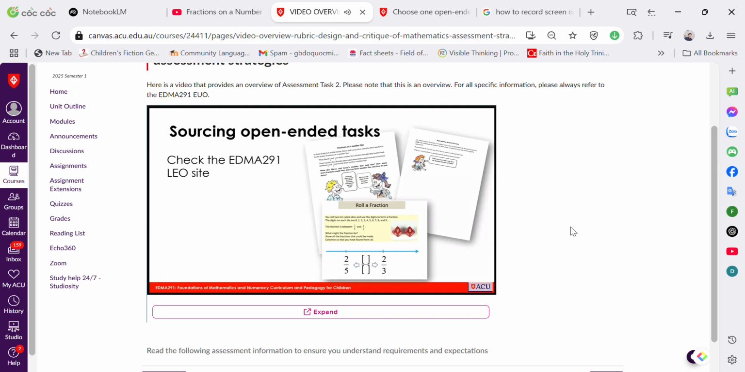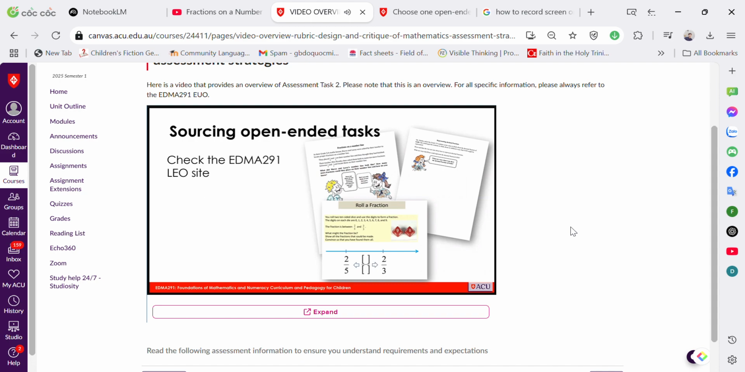You don't have to go too far looking for these open-ended tasks because these are available in the Assessment 2 section of our Leo site. So what we're asking you to do is select just one of the tasks that you can see there, and you're going to think about creating a work sample each when you're working with your partner. Again, I will encourage you to work with a partner on this task.